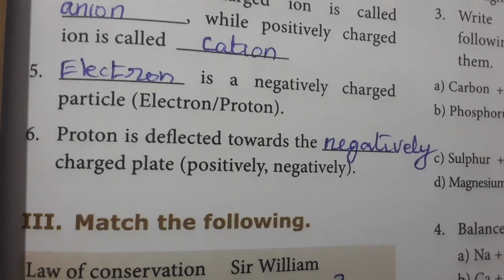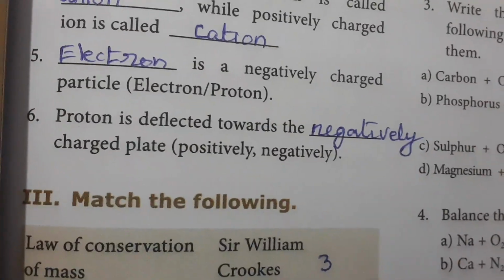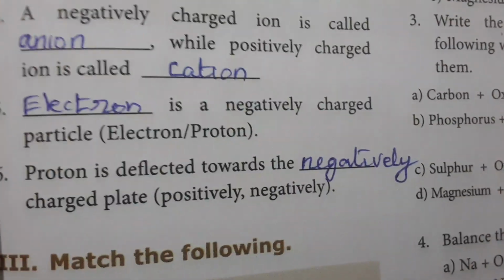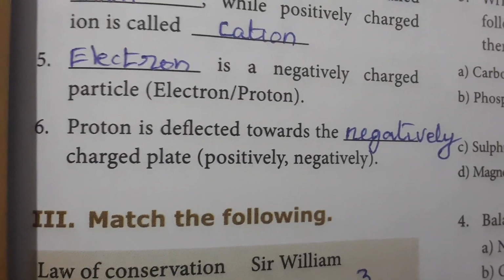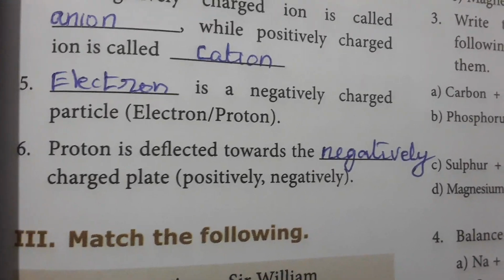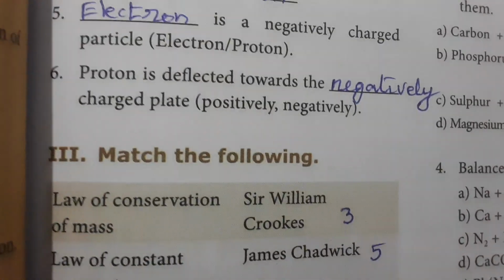The proton is deflected towards the negatively charged plate. They have given positive and negative options, and the answer is the negatively charged plate, because a proton is a positive particle. A positive particle is always attracted towards, or goes towards, the negatively charged end. So that's all about this. Next, match the following.